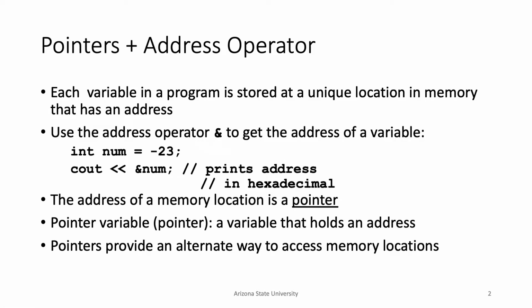It's just the address. The address itself, the literal number that represents where the variable is located, that is a pointer. Okay? The address of a memory location, like this num right here, if we print the address itself, is a pointer, not the variable. The address itself is a pointer. And a pointer variable is a variable that holds an address. That's all it is. So we'll talk about pointers next time.